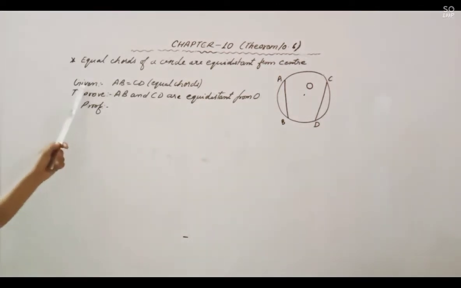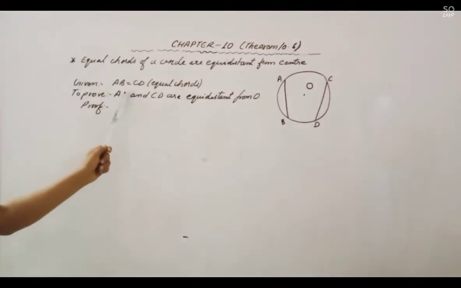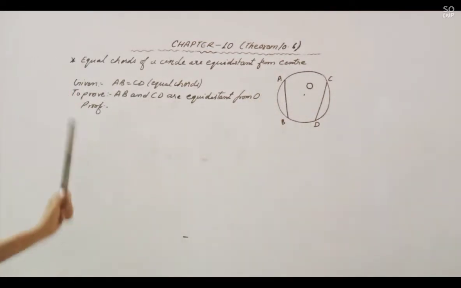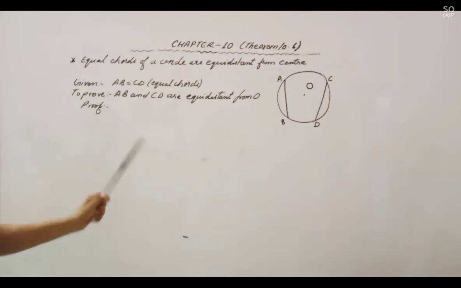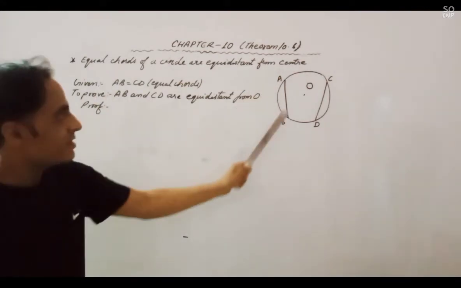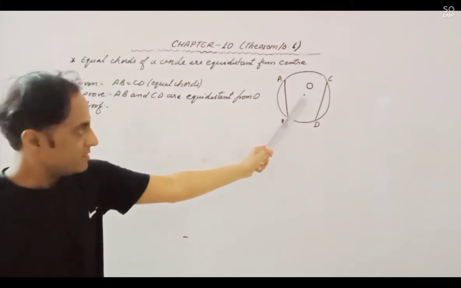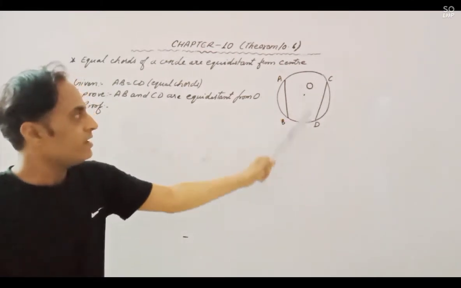So what is given in the question? We are given that the measurements of the two chords AB and CD are equal. What is to be proved? We have to prove that the distance from center O to chord AB and the distance from center O to chord CD are equal.